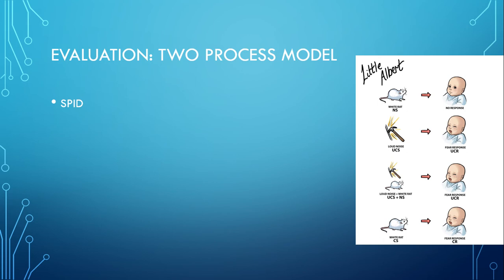So SPID, supporting evidence, practical applications, issues and debates, and oh no, it's not SPID, it's SPIC, isn't it? Oh, apologies, 1 second. There you go. So please don't panic too much. It's not changed too much. It's just the I that's changed to issues and debates, and then the C is still the contrast to alternative. So alternative ways of explaining phobias.